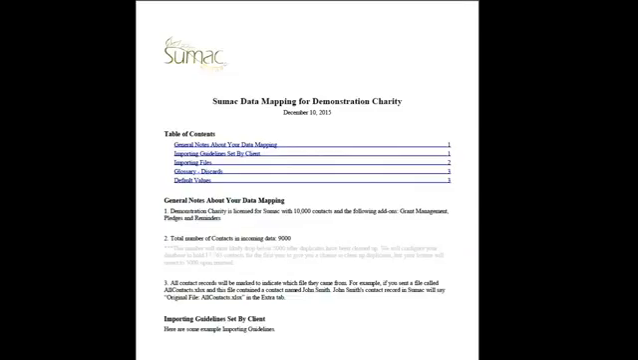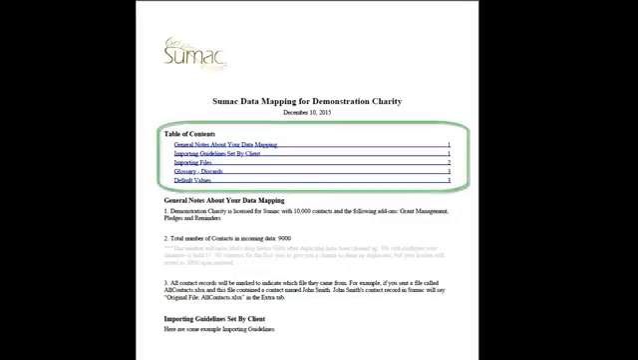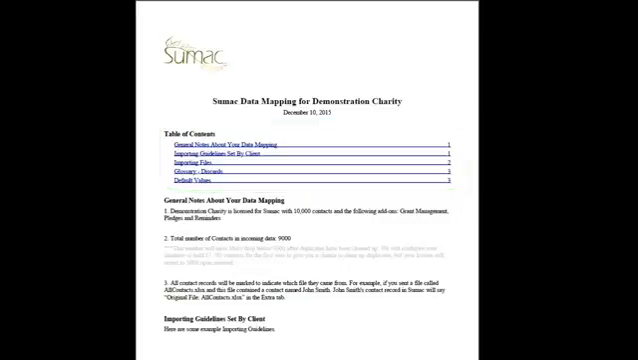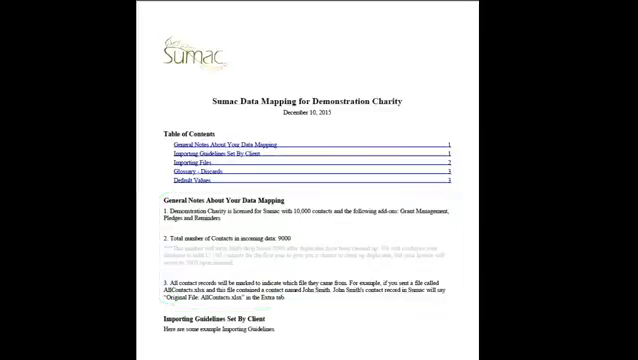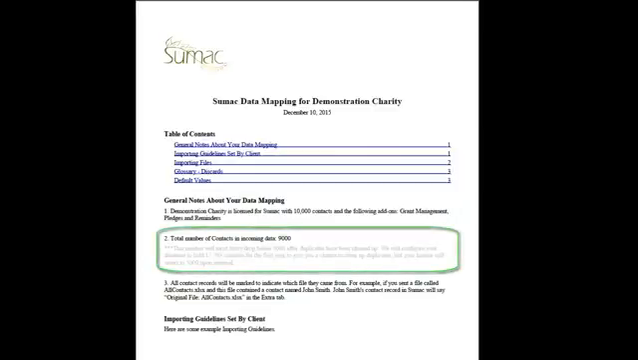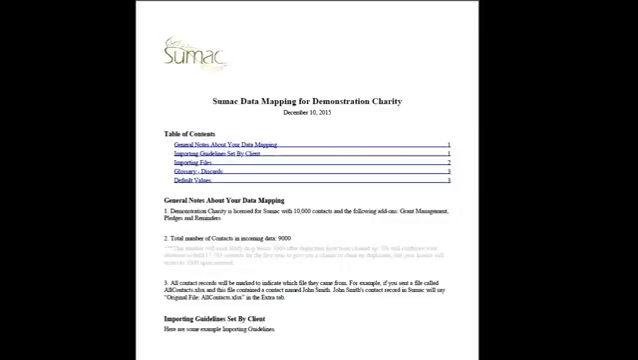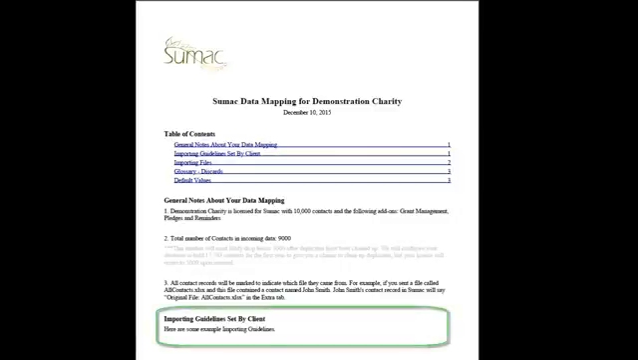The data mapping document looks like this. The first page of the mapping document summarizes your data. The table of contents is presented first, followed by some general notes about your mapping. Typically, this portion summarizes the version of Sumac you've purchased, the number of contacts your database is licensed to hold, and which add-ons you're licensed for as well. It also indicates the total number of contacts included in the data you sent for migration. The first page will also outline any importing guidelines you requested.